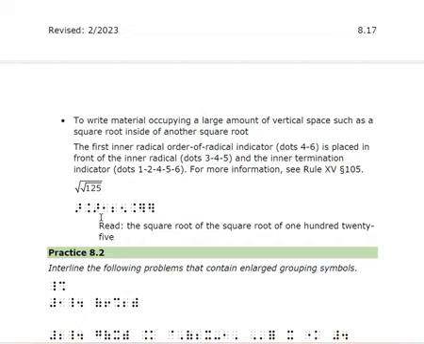To write material occupying a large amount of vertical space, such as the square root inside of another square root, we don't use enlarged symbols for that either. So this says square root, then we have a dots 4-6 square root, then 125, then we close the little square root and close the big square root.